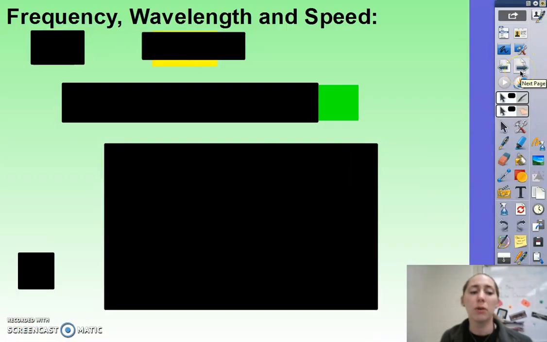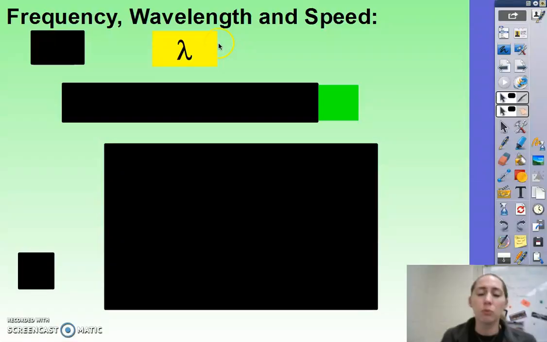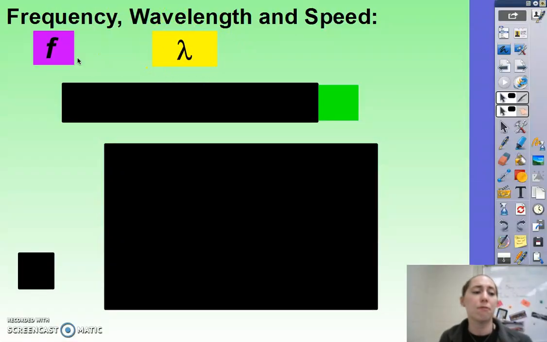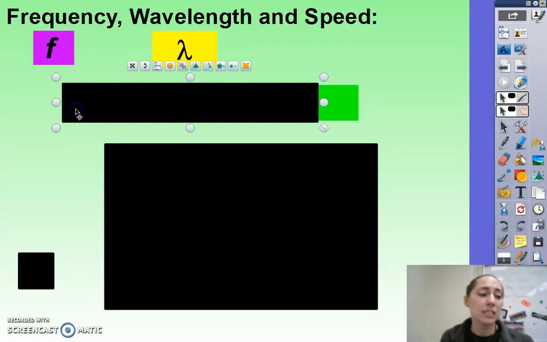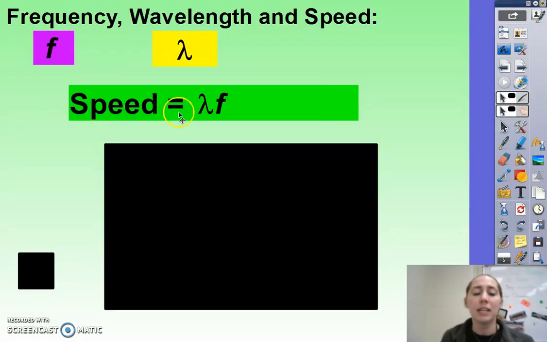Now that you know some of the properties of waves, let's talk about how they're related. To calculate the speed of a wave, you can do distance over time. But often with waves, you don't know the distance or the time, but you know its wavelength and its frequency. So we use those two. Wavelength we represent with the symbol lambda, and frequency we represent with a fancy F. To calculate speed, you would do speed equals wavelength times frequency.